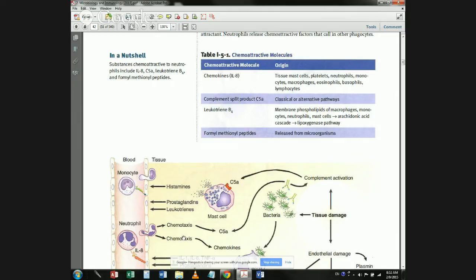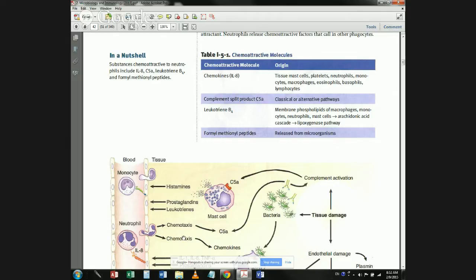Membrane phospholipids of macrophages, monocytes, neutrophils, and mast cells will produce arachidonic acid. Eventually, it'll cause a cascade, thus activating the lipoxygenase pathway and producing leukotriene B4. So this is all showing me trauma or something happening to immune cells here. I'm not seeing anything about the tissue. Formyl methionine peptides released from microorganisms. This is the only thing.